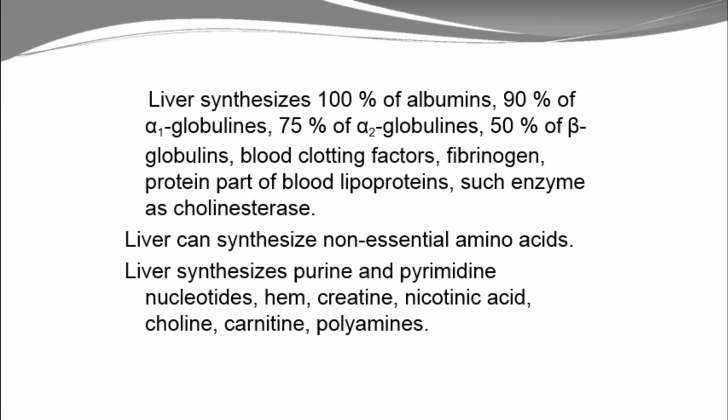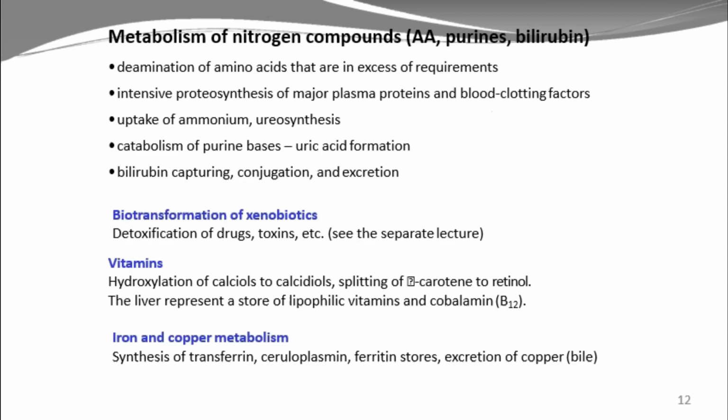So ultimately, what does the liver do for protein metabolism? Number one, it plays a role in deamination of amino acids. If we have an excess of them, it can play a role in protein synthesis. For example, it can produce plasma proteins and clotting factors. It can uptake ammonia and play a role in urea synthesis. It plays a role in the catabolism of purines to form uric acid. It can also uptake bilirubin, conjugate it, and excrete it. So the liver plays a very important role in bilirubin metabolism, which we will be learning later in this class.